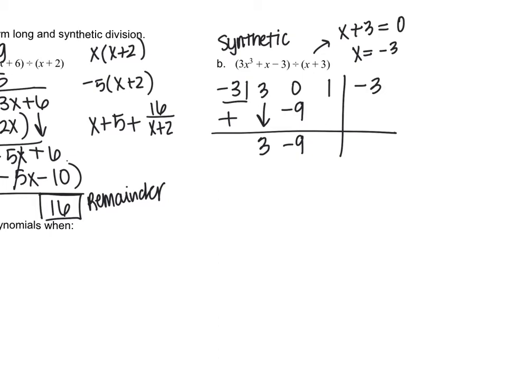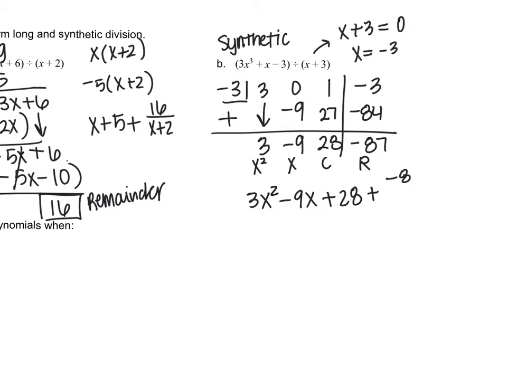Then we multiply again. -9 times -3 is positive 27. 1 plus 27 is 28. And then 28 times -3 is -84. And -3 plus -84 is -87. So now the -87 is my remainder, 28 is my constant, -9 is my x term, and 3 is my x squared term. So my answer is 3x squared minus 9x plus 28 plus my remainder -87 over x plus 3.